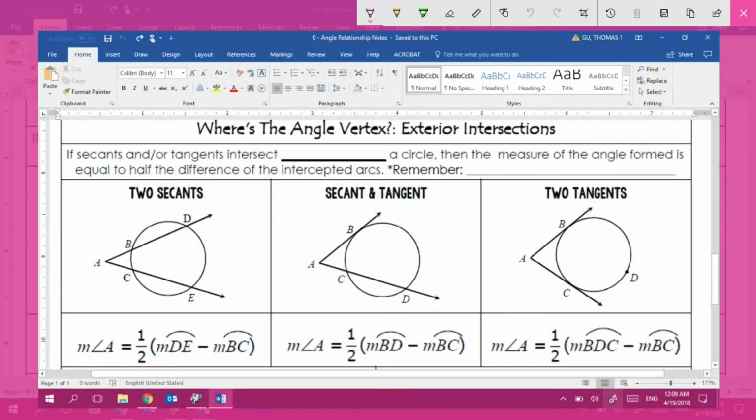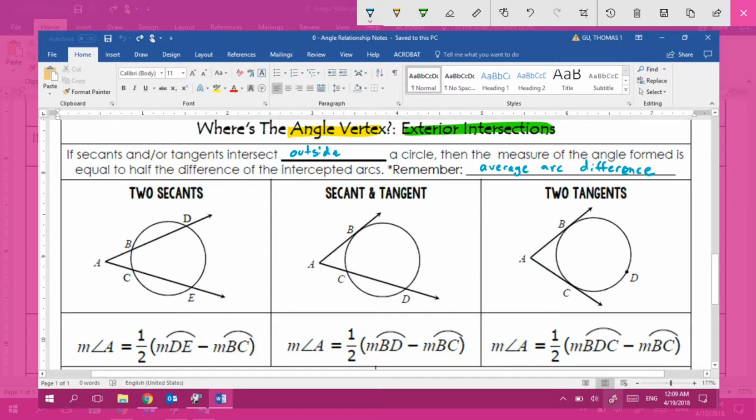And now for the last section, what if the angle vertex is on the exterior or outside of the circle? So let's look at the rule here. If a secant and or tangent intersect outside a circle, then the measure of the angle formed is equal to half the difference of the intercepted arcs. So if it helps, you can remember that it is the average arc difference.